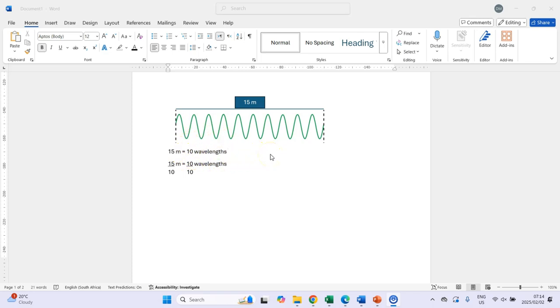But we've got to figure out the distance of one wavelength. 10 divided by 10 is 1, so that would give us one wavelength. 15 divided by 10 is 1.5 meters. So that tells us that each wavelength over here is 1.5 meters. And if we add up all these 1.5 meters, all 10 of them, we'll get the total of 15 meters. So in this case, we couldn't apply a formula. We had to use some logic.